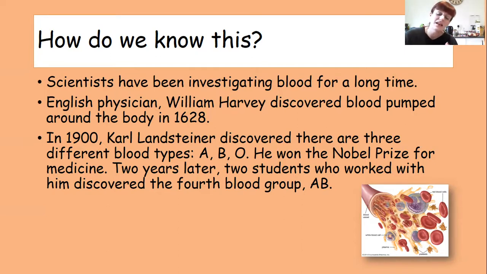That was because in 1900, Karl Landsteiner, an Austrian scientist, discovered that there were 3 different blood types, A, B and O. Two years later, they discovered a 4th type of blood, AB. He won the Nobel Prize for Medicine because of this. And everybody has a different blood type.